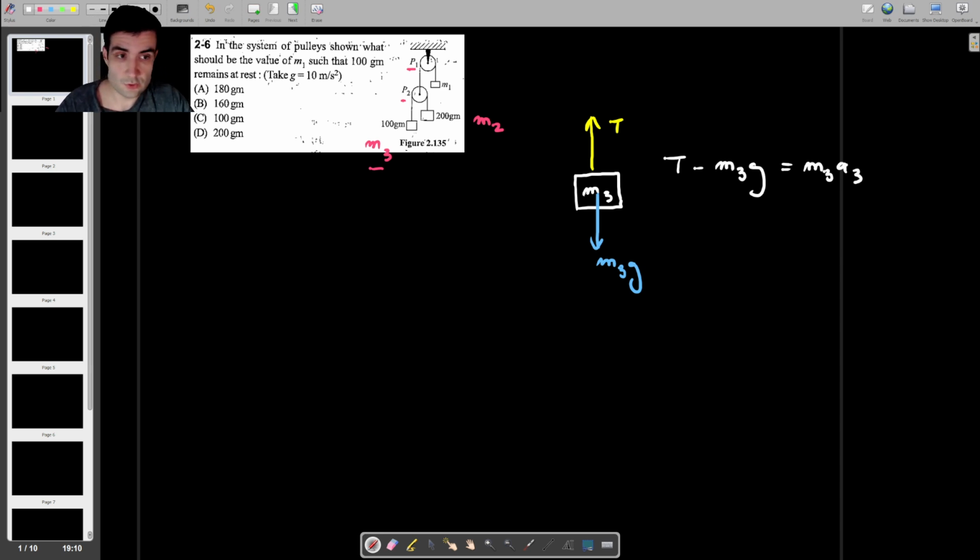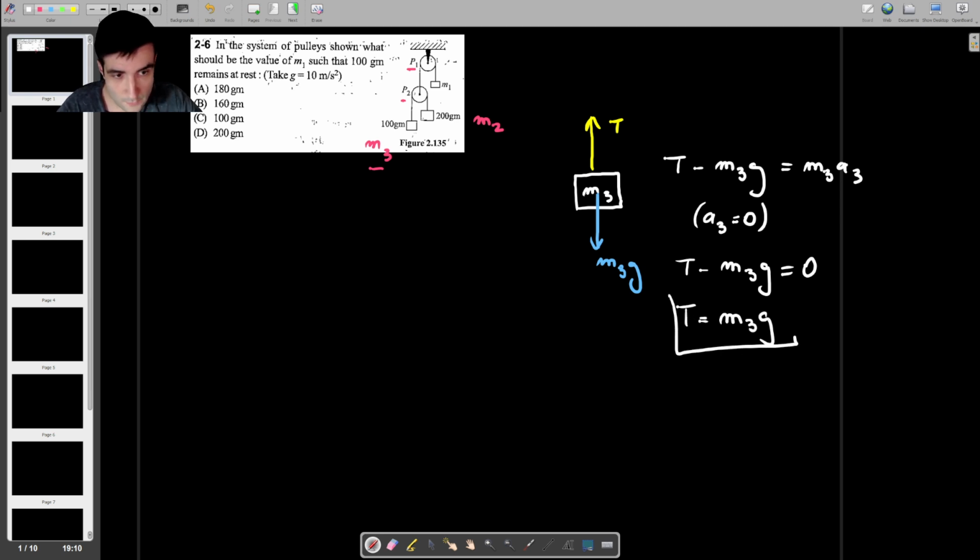Now, in this case, we know that this third mass is at rest, right? Which means clearly that A3 is equal to 0. So we can say that the tension minus M3G is equal to 0. So the tension in this string is M3G. Okay, good. Now, this tension is not acting only on this object, it's also acting on this object.